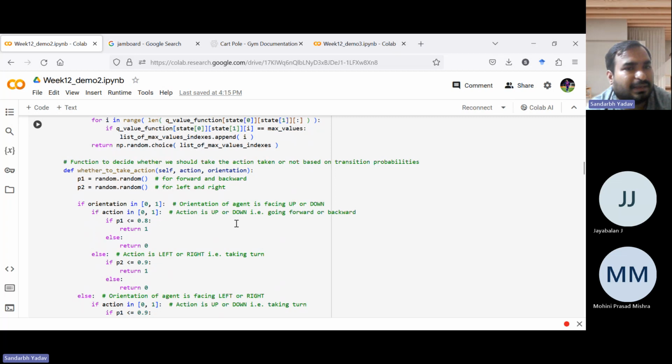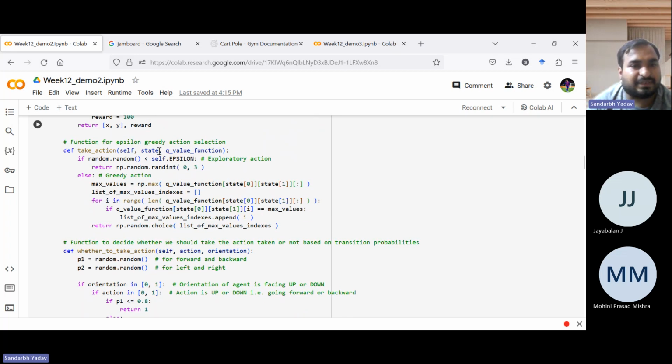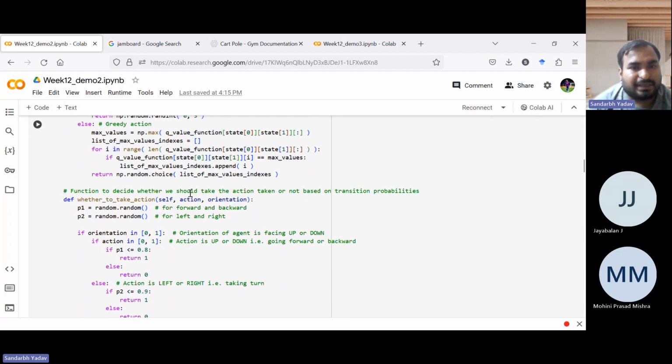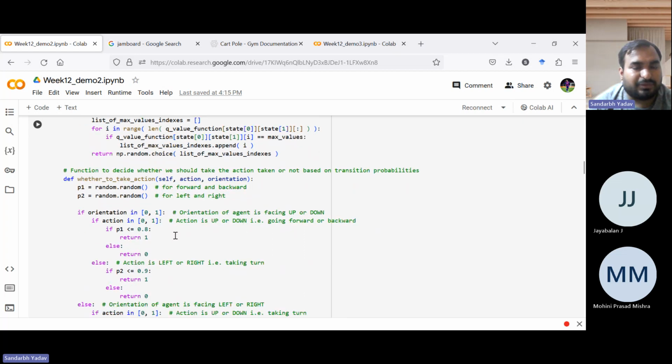Here we have to decide whether to take the action. Epsilon greedy will actually suggest some action, right? But are we in a position to take that action or not? That is what this function is doing. Remember the 0.8 probability: if you want to move forward, then with 0.8 probability you can move forward, but with the remaining 0.2 probability you will stay at the same place. So this function is capturing that information.